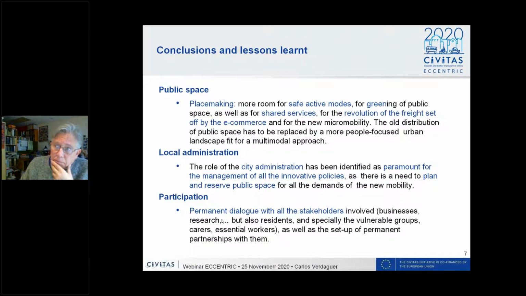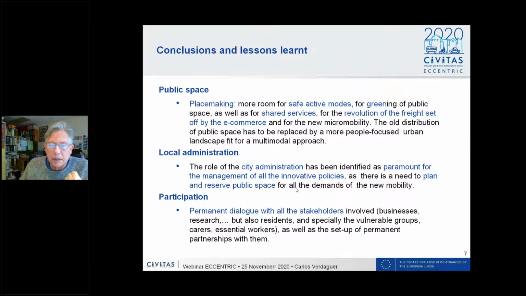Participation, this is another paramount factor. The permanent dialogue with the stakeholders involved, businesses, research, but also residents and citizens as such, and especially the vulnerable groups. Vulnerable groups, so old people, minors, children, women. I don't like very much to speak about women as vulnerable, but we think that the point of view of gender urbanism has provided a lot of very crucial and very important criteria for dealing with this.